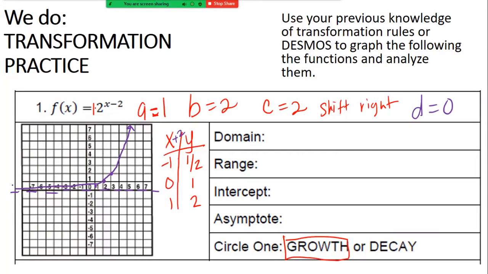And so there is my function. I'm never going to cross that. I'm going to get as close as I can. We'll never cross. We'll never be.